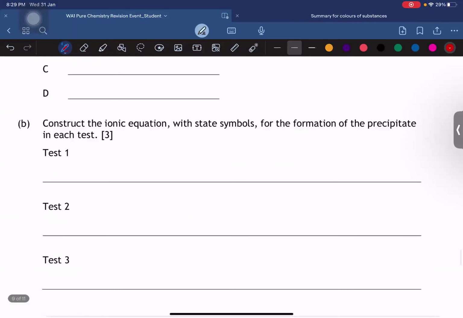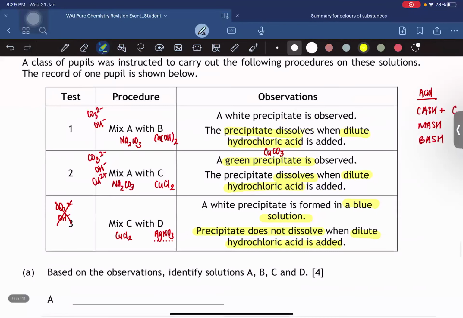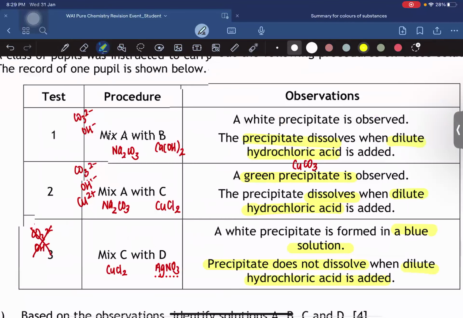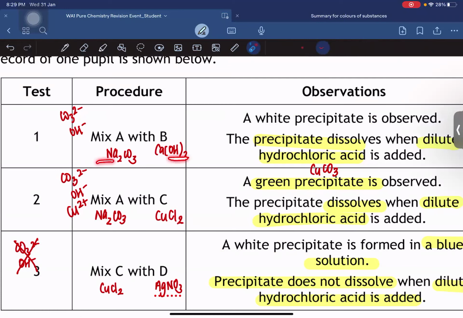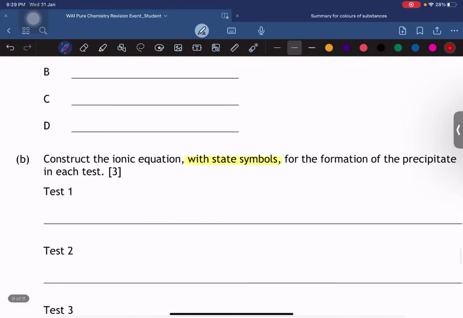Once you guys have understood, next, construct the ionic equation with state symbols for the formation of the precipitate. So let's take a look at test one. Now, what is the precipitate formed in test one? Who is the white precipitate here? Is it sodium hydroxide? No, why? Sodium hydroxide is soluble, correct. Is it calcium carbonate? Yes, so calcium carbonate, white in color. So that means I form calcium carbonate here, solid.